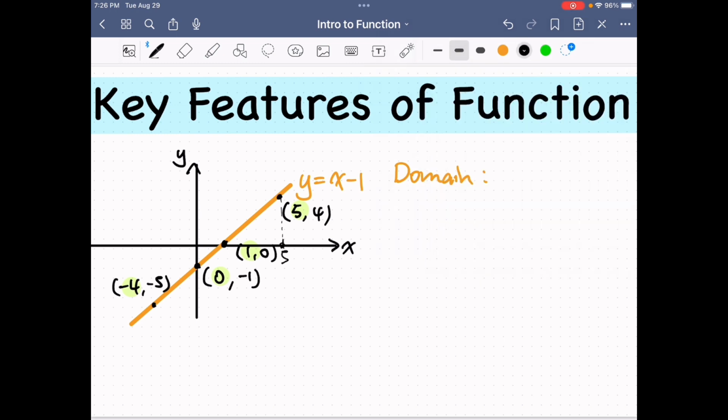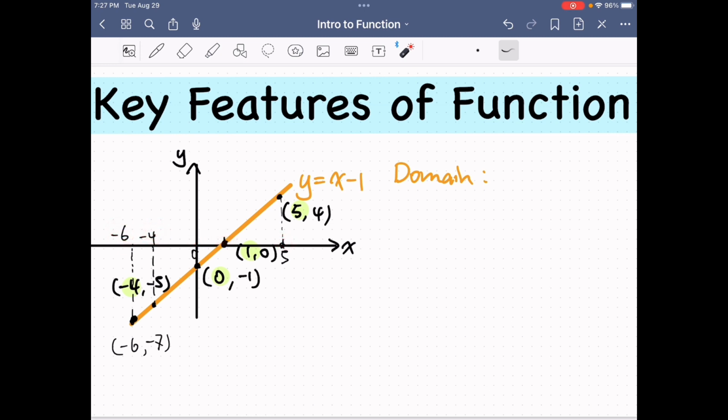Now this corresponds to number 5. This corresponds to number 1. This corresponds to number 0. This corresponds to number negative 4. Let's say I'm going to spot one more point here, negative 6, negative 7. Then it corresponds to x equals negative 6. And then on this x-axis, let's consider it as a number line, and you're trying to spot all of these x coordinates.